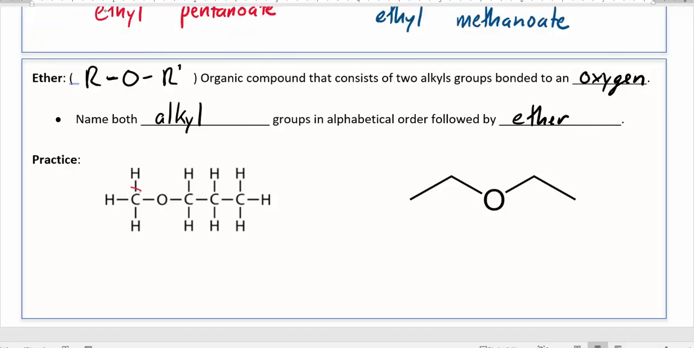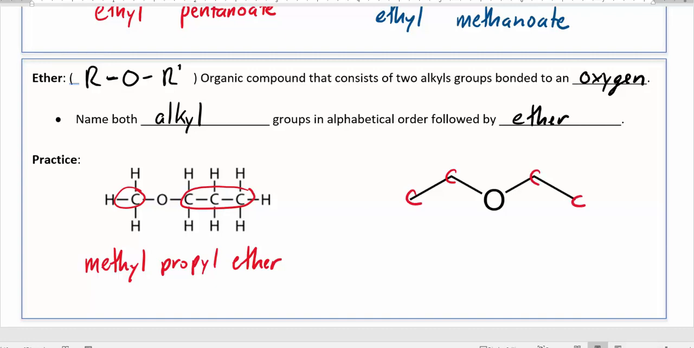Okay, so I've got, this is one of my alkyl groups and this is one of my other alkyl groups. So I can see this is a methyl group, whereas this is a propyl group. So M comes before P. I'll just call this methyl propyl ether. And for my second example here, I can see that I've got an ethyl group on this side and an ethyl group on that side. I guess I could call it ethyl ether, but that is kind of annoying to say. So just to simplify things, I'm going to call it diethyl ether. Okay, that's it for functional groups.